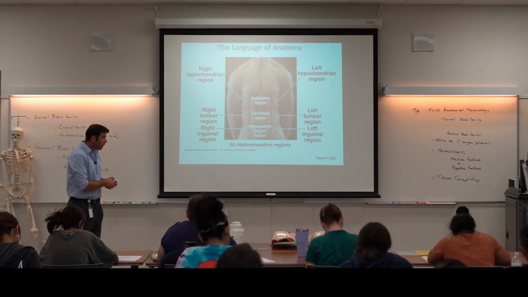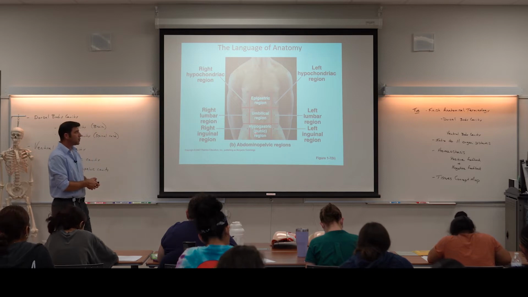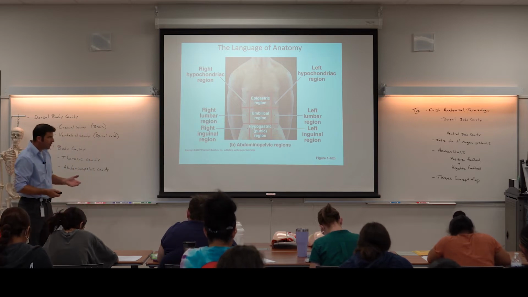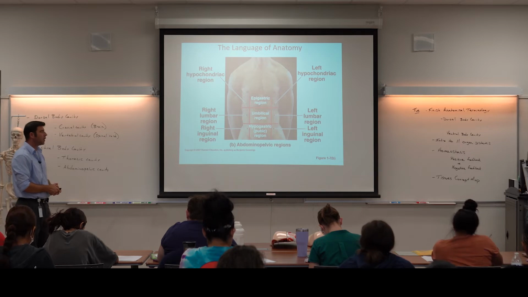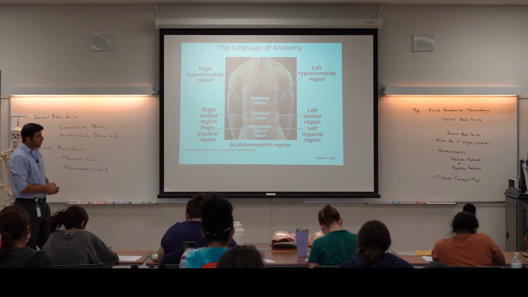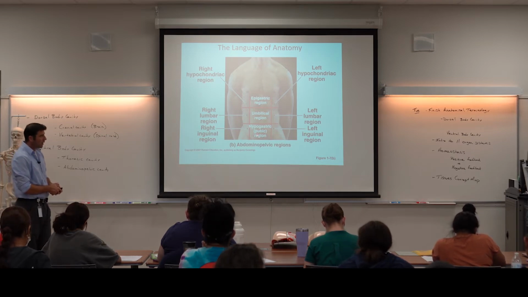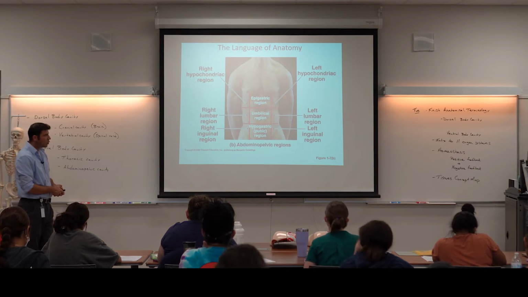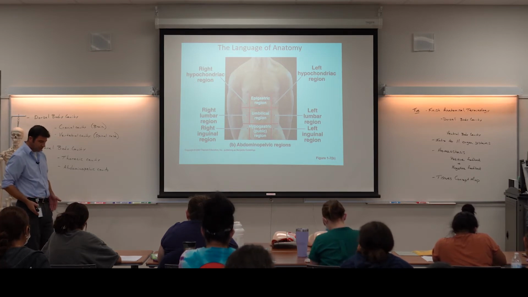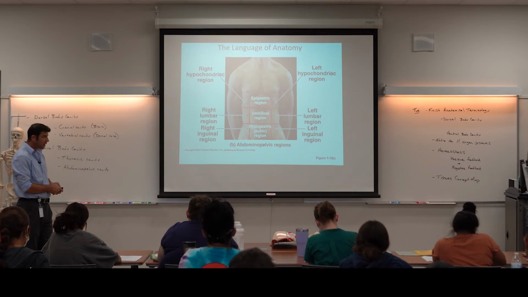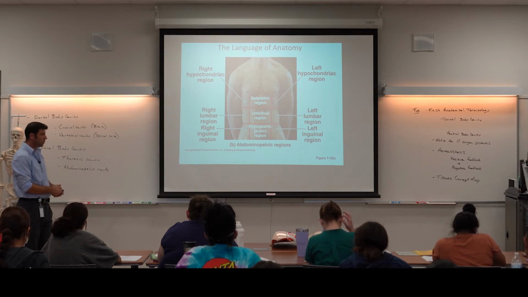If we now go down below the umbilical region, in the middle there's the pubic region or hypogastric region below the stomach. You could refer to it as pubic region or hypogastric. It is flanked on either side by inguinal regions, these groin regions. Left inguinal region and right inguinal region.